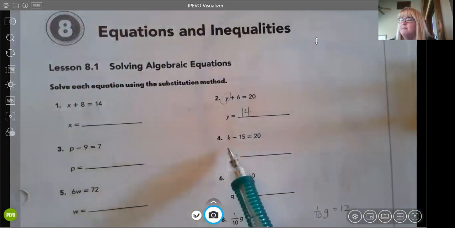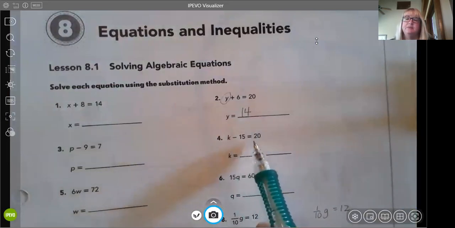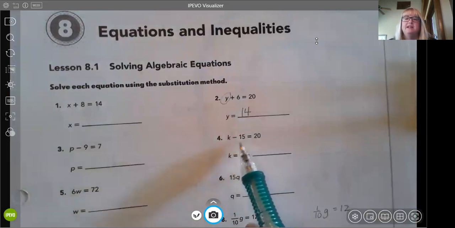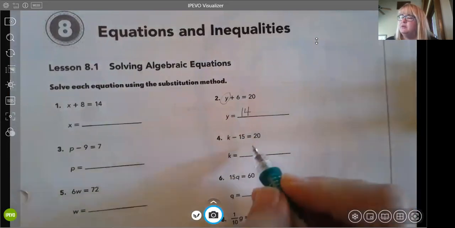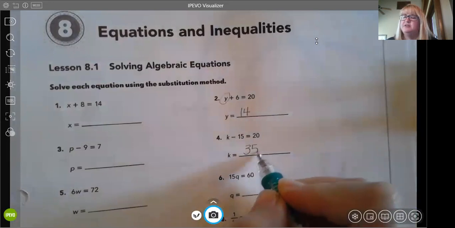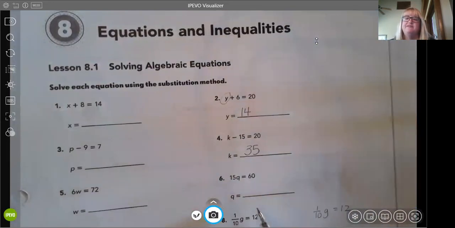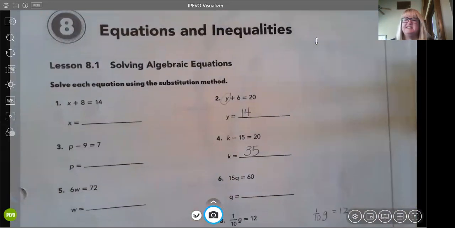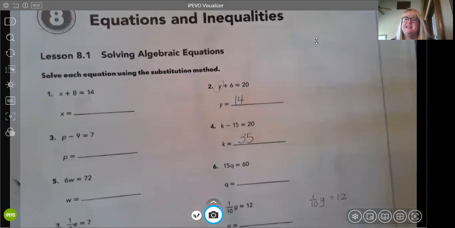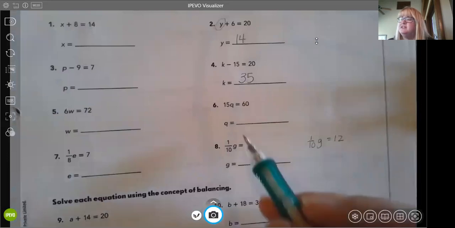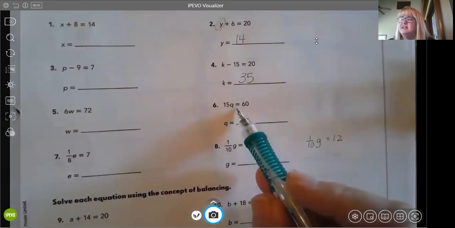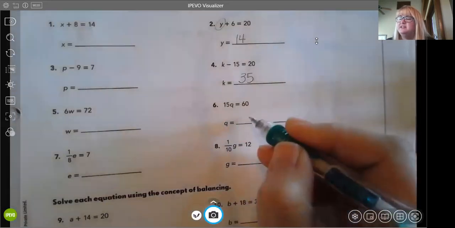Number 4, what number minus 15 equals 20? Well, it's got to be bigger than 20, and the number that you subtract 15 from and get 20 is 35. So k has to equal 35. Number 6 is 15 times what equals 60. And the answer to that is 4.